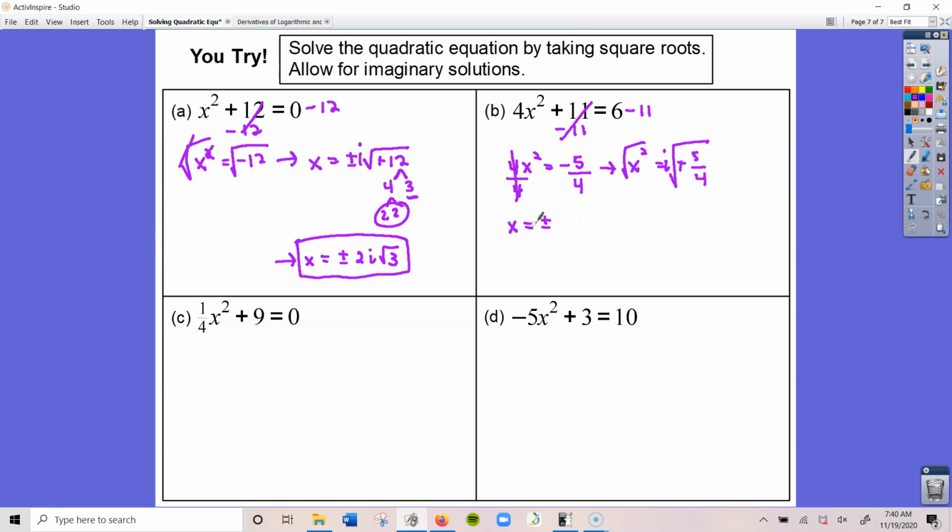So remember, we have x equals plus or minus i. And then the square root of 5 over 4 is the same as the square root of 5 over the square root of 4, which I don't know the square root of 5, but I do know the square root of 4. So my final answer here would be plus or minus i square root of 5 over 2.